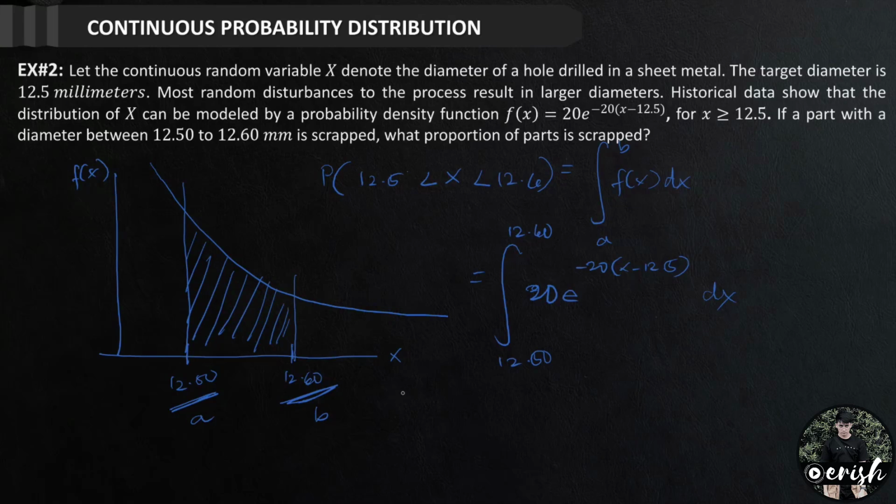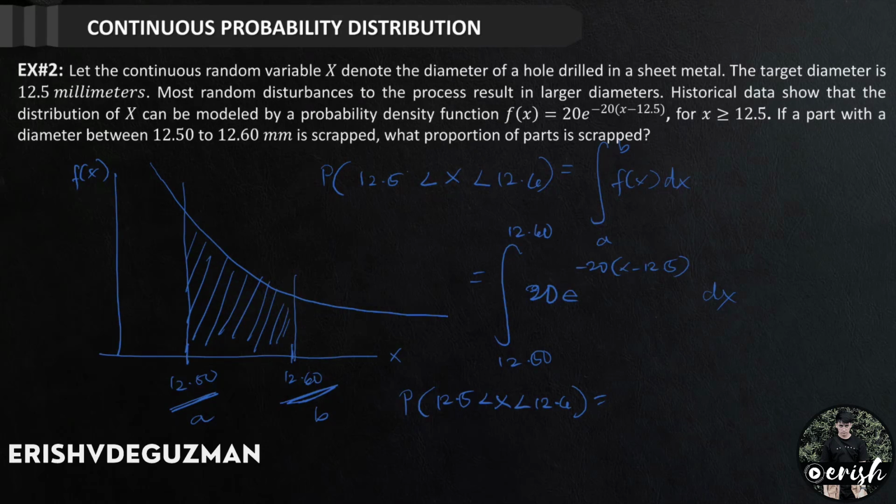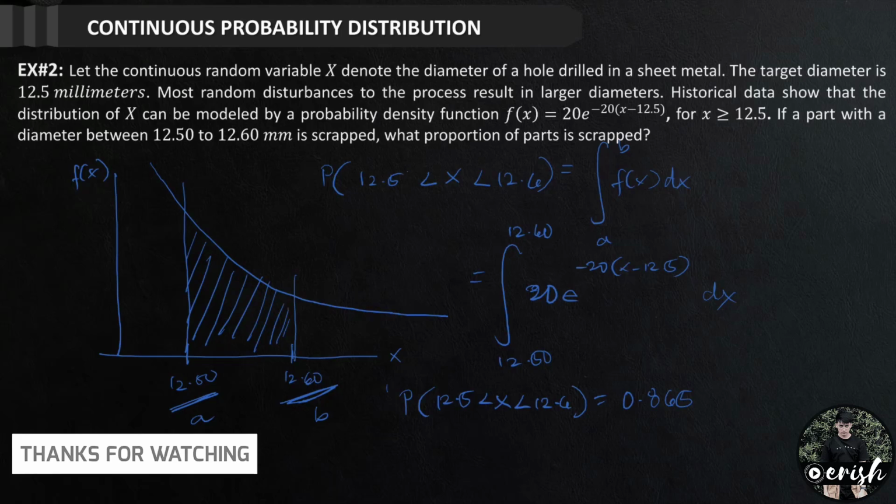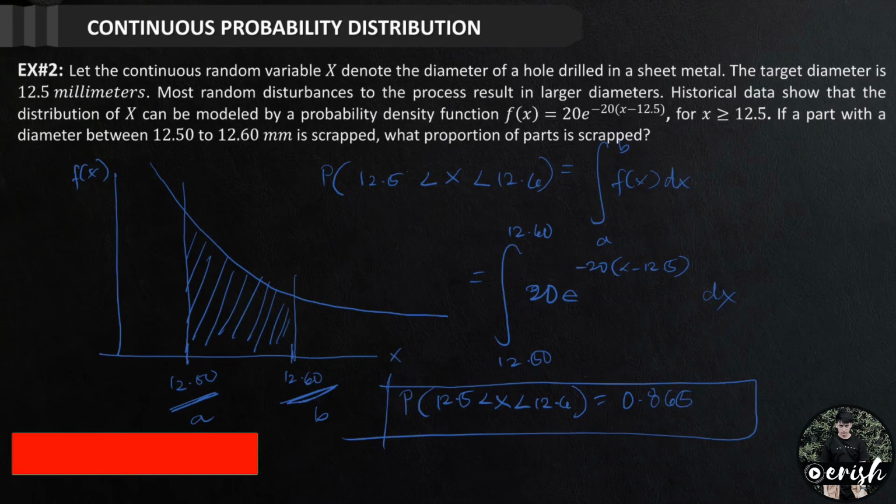dx. So, calculating the value, probability of 12.5 less than x less than 12.6, or the probability of parts scrap with a diameter between 12.5 to 12.6 millimeters is equal to 0.865. So this is example number 2.